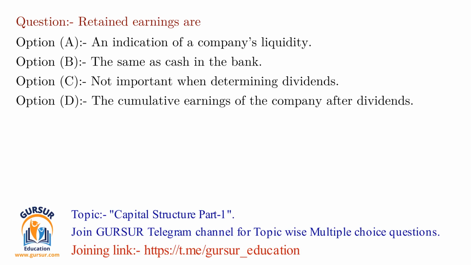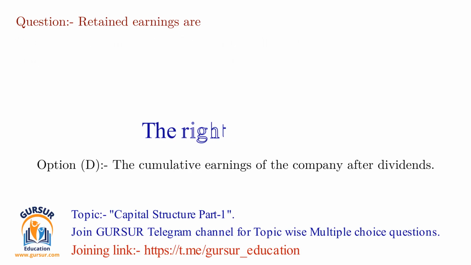So the right answer of this question is option D, and that is the cumulative earnings of the company after dividends. So now we move next.